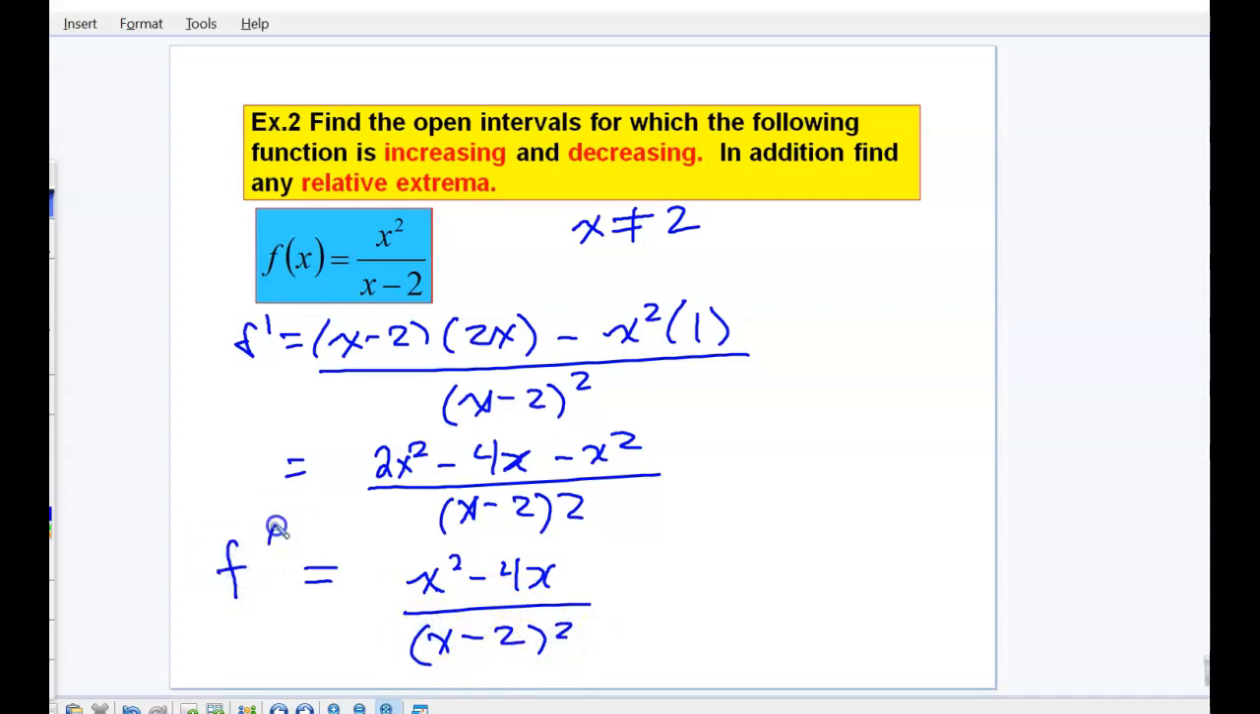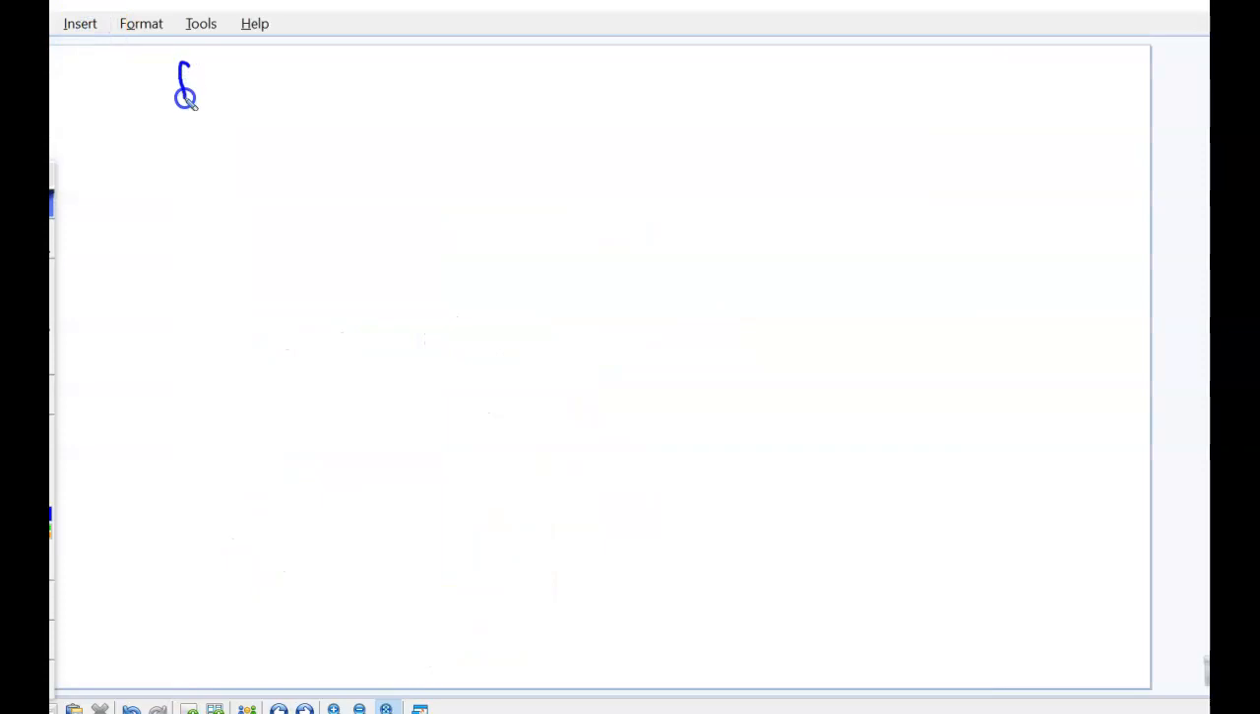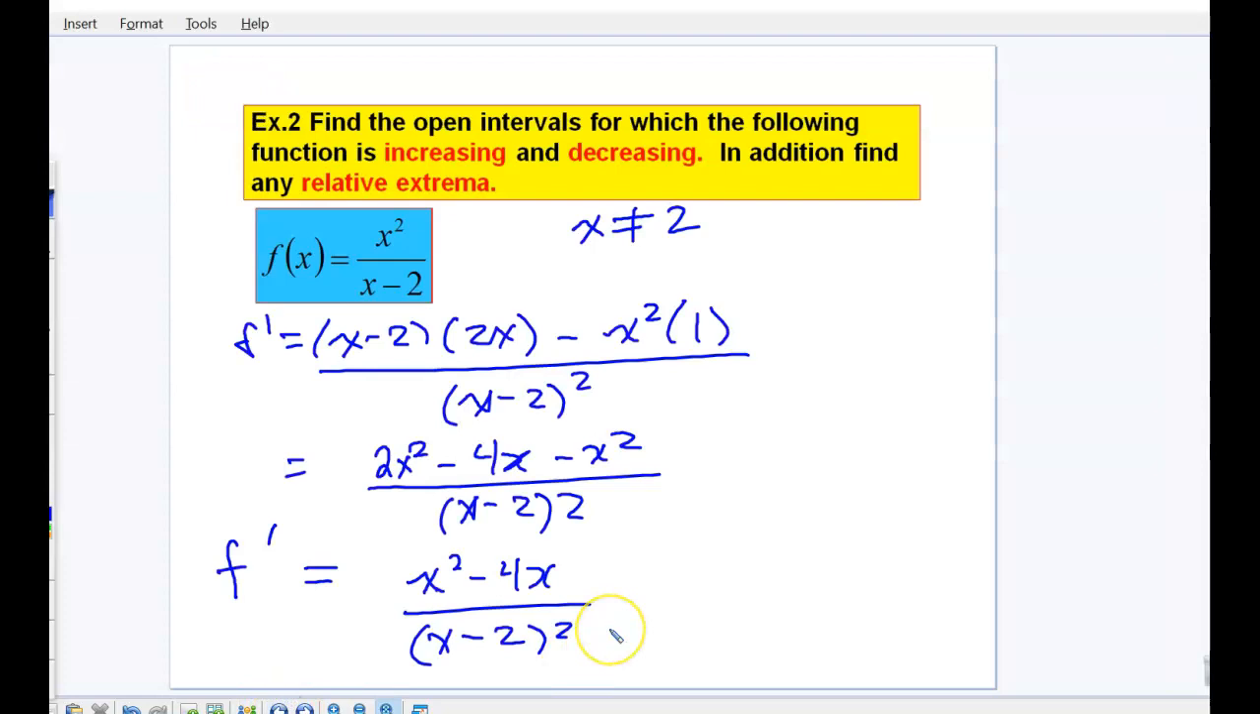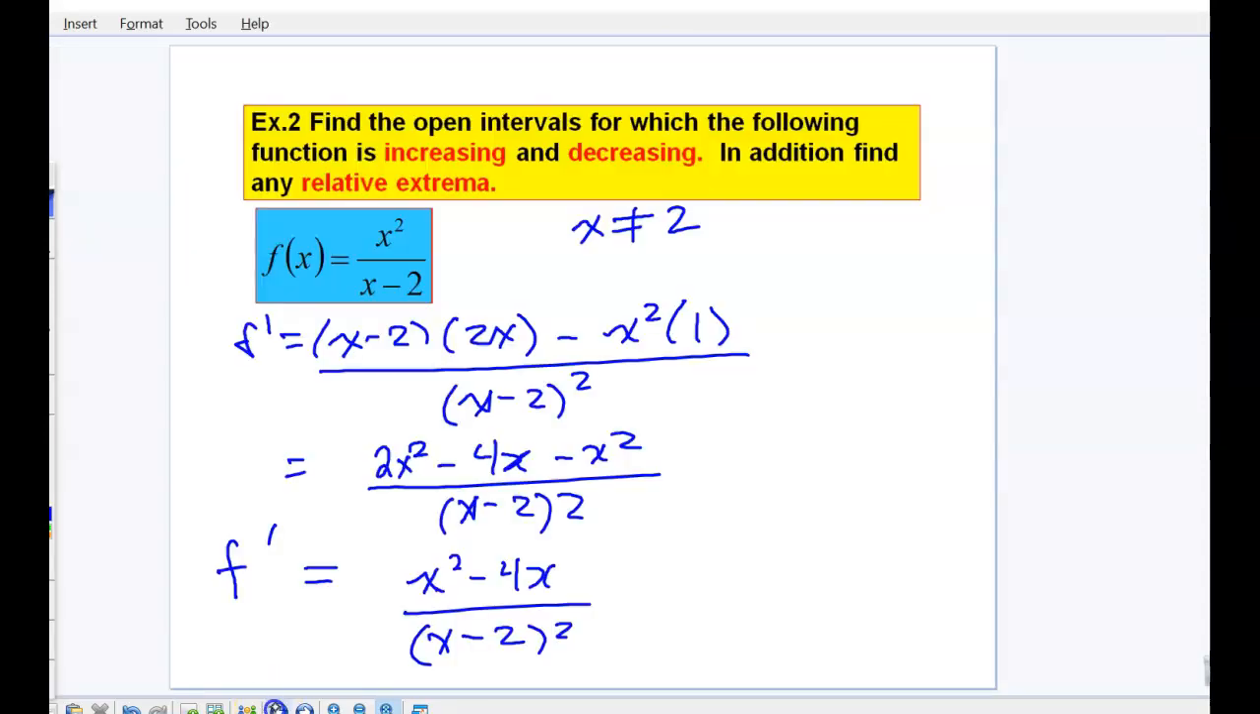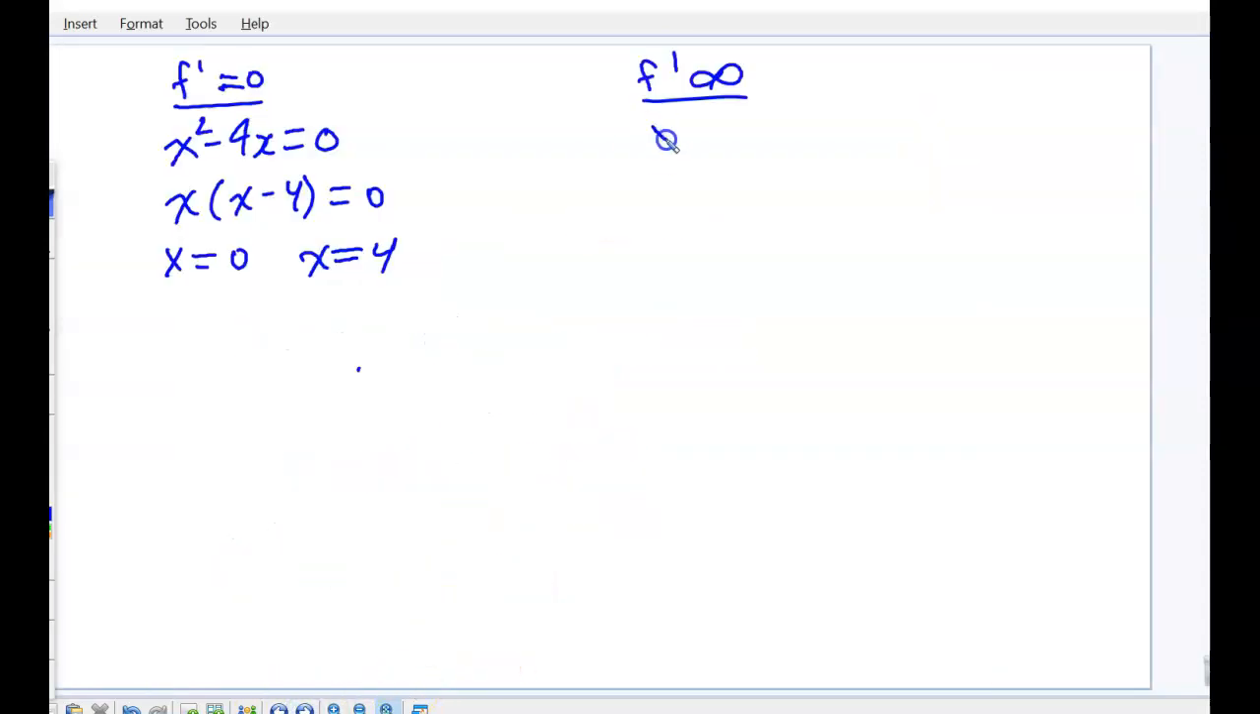So there's my derivative. And now I have to find my critical points. To figure out what makes the derivative 0, because I have a rational, I just set the numerator equal to 0. So again, I can factor an x out. So either x is 0 or x is 4. And my derivative is undefined whatever makes the denominator 0. So x minus 2 squared equals 0 whenever the term inside the brackets is 0. So that's when x is 2.